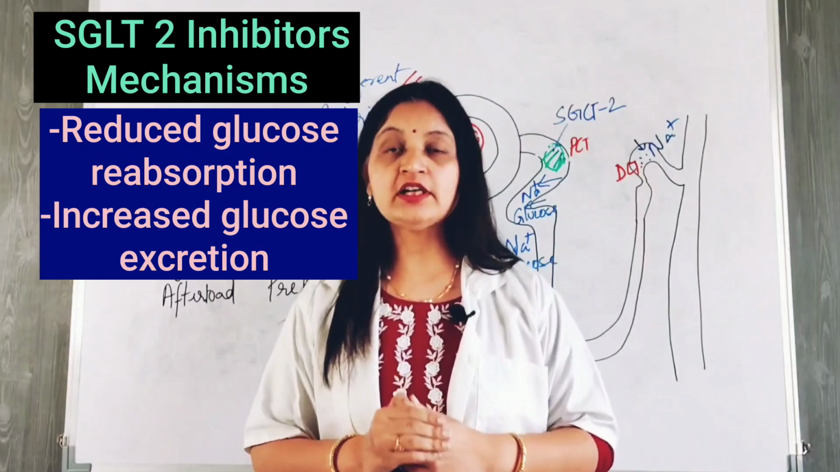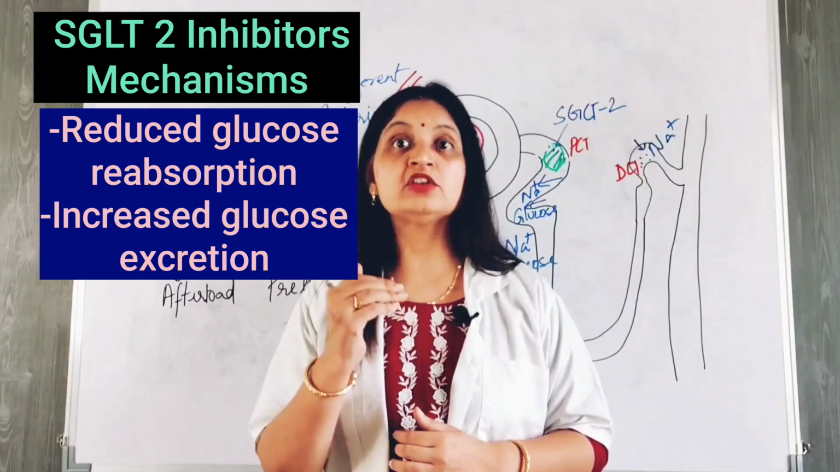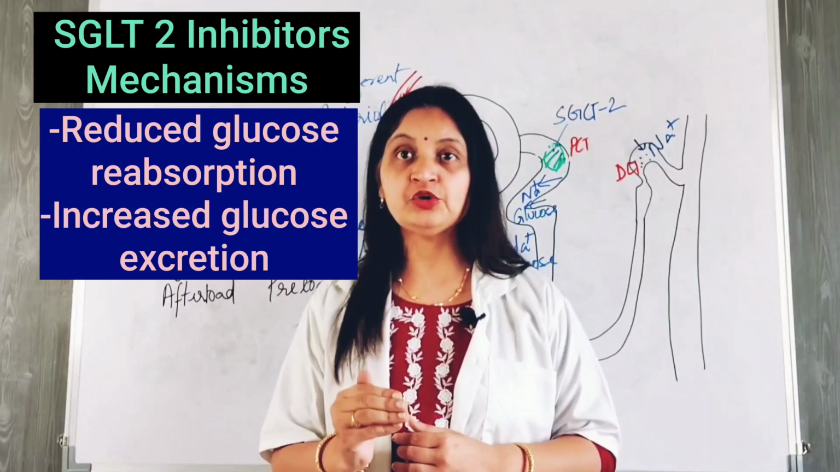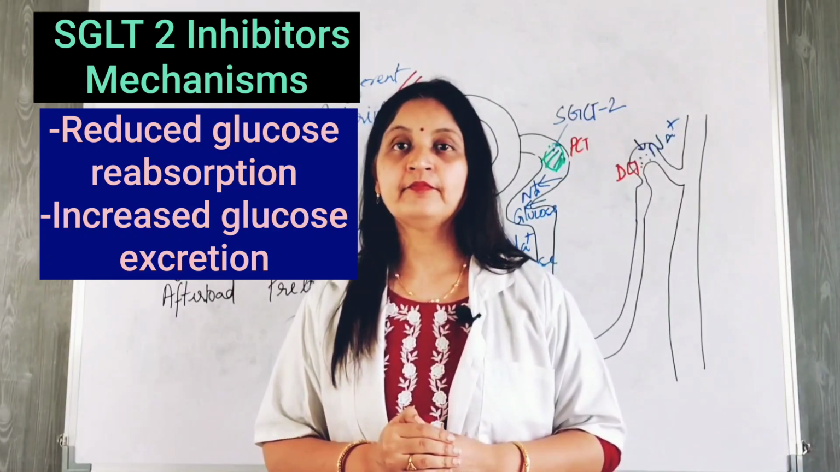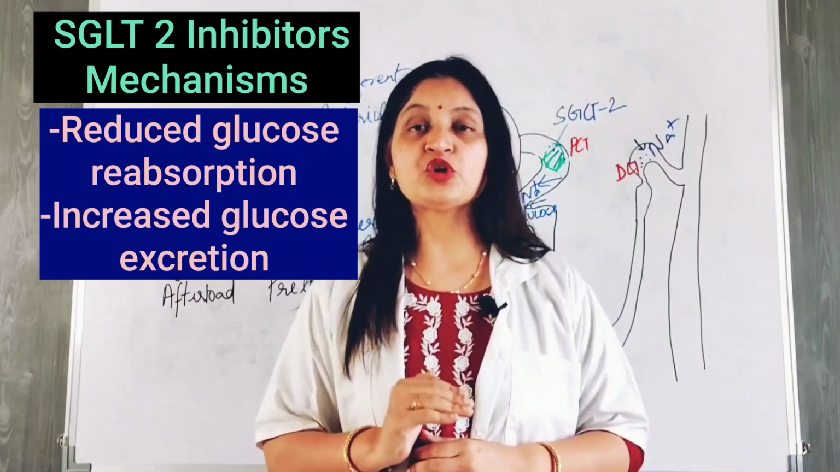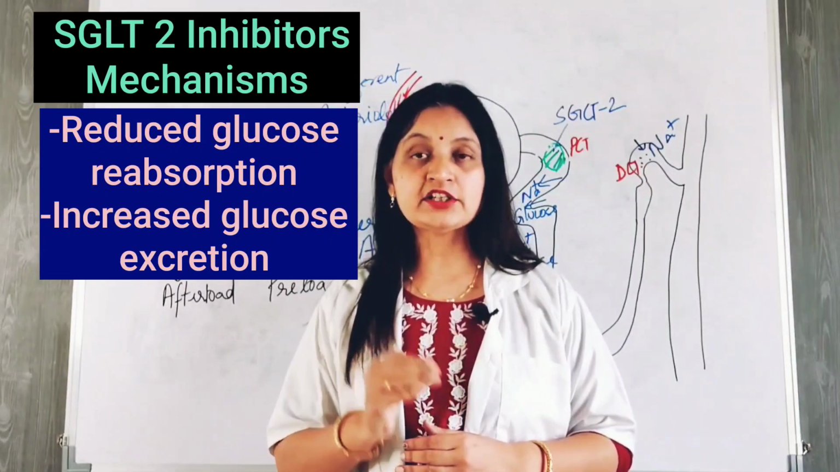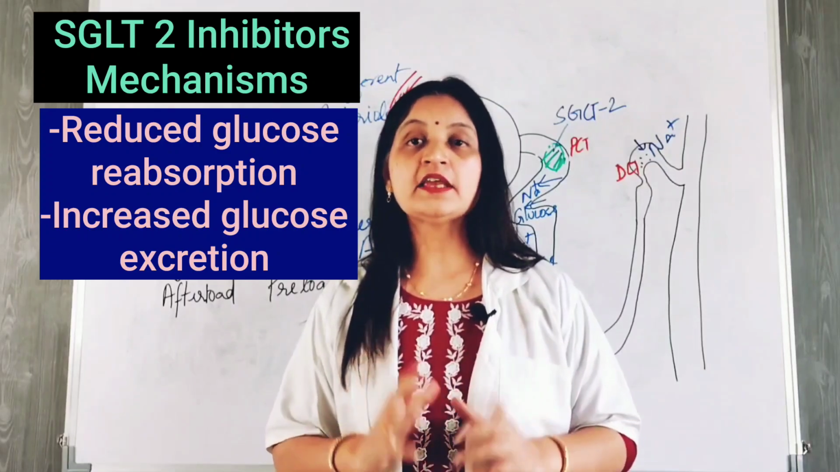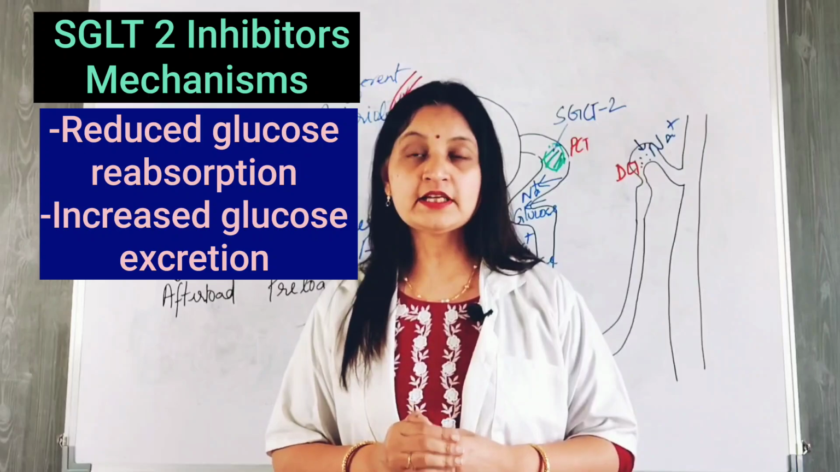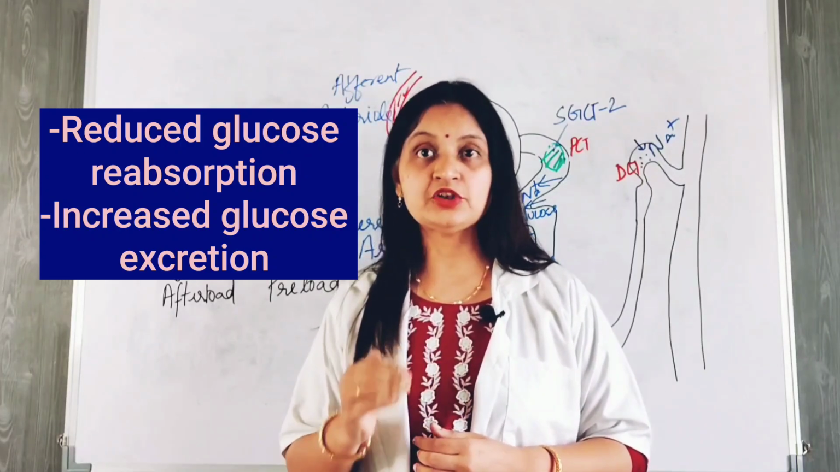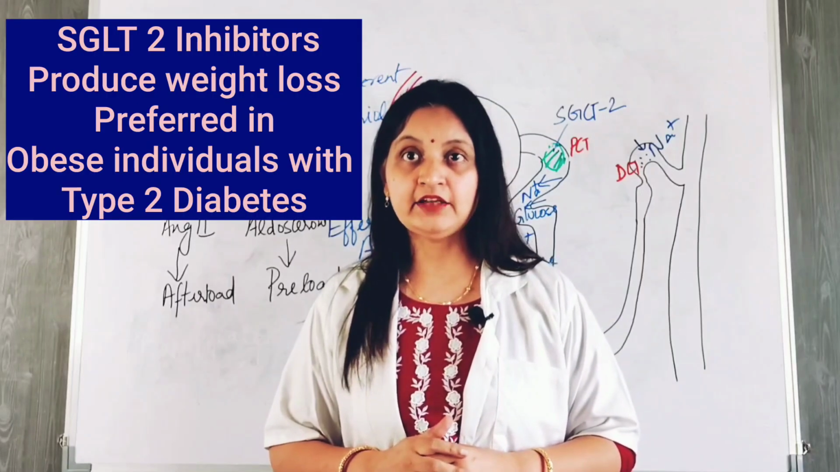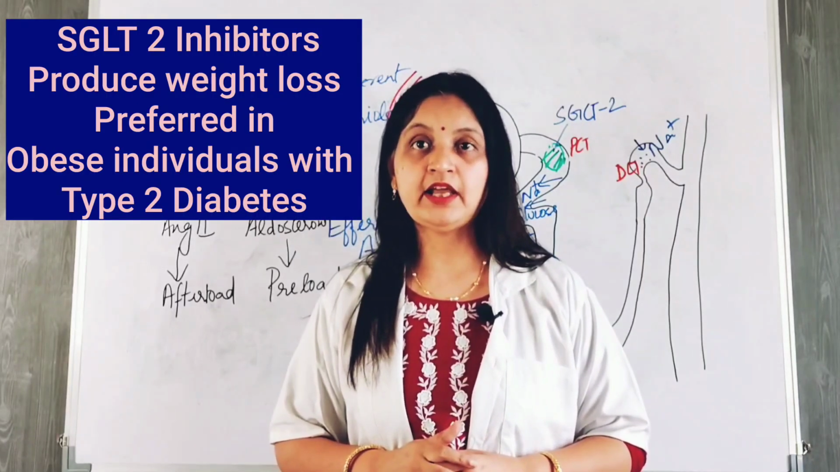In addition, SGLT-2 inhibitors also reduce the renal threshold for glucose, thus causing increased excretion of glucose in urine, or glucosuria. So this leads to improvement in the blood glucose level due to reduced reabsorption of glucose and increased excretion of glucose in urine, thus improving the glycemic control in type 2 diabetes mellitus. Also, because there is loss of glucose and calories in urine, there is weight loss and therefore it is preferred in an obese individual with type 2 diabetes mellitus.